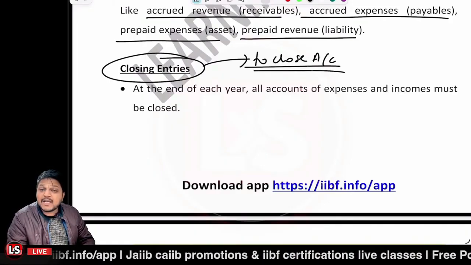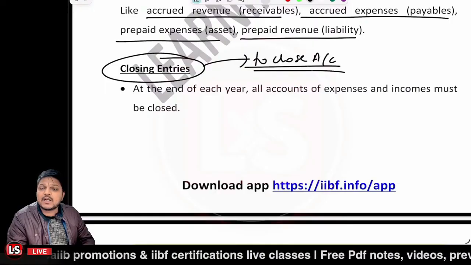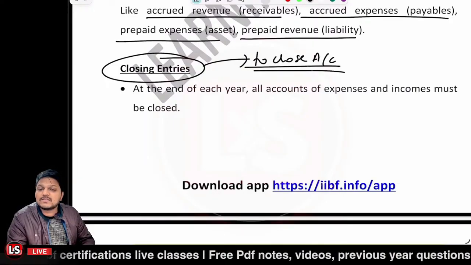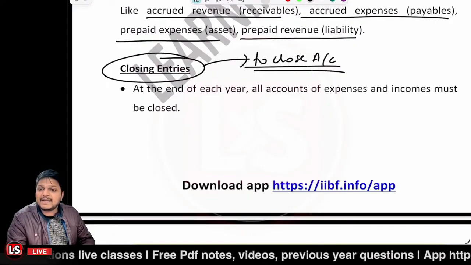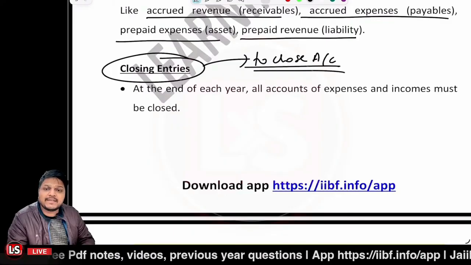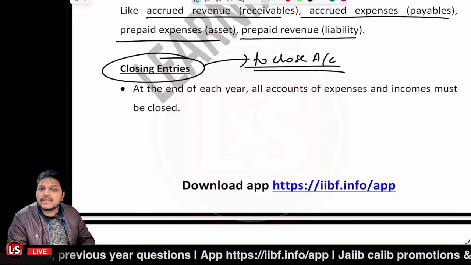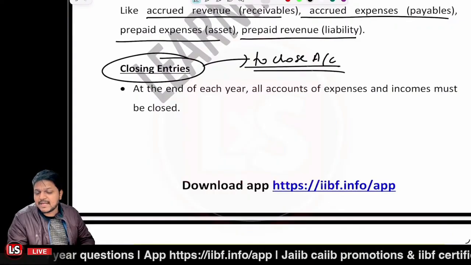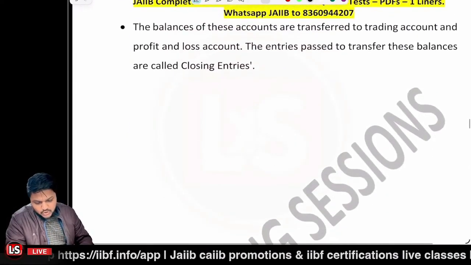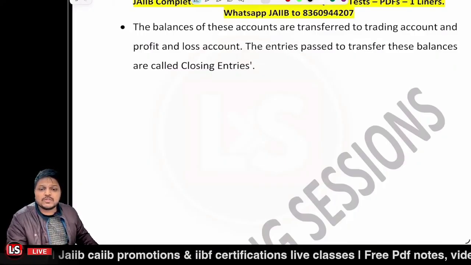We need to transfer the balances to the profit and loss account, to the trading account at the end of the accounting period, so as to ascertain the gross profit and the net profit, right? That is to be done. Income and expense accounts are to be reset for the next accounting period. That is related to the closing entries. So the balances whatsoever are there are to be transferred, and that is said to be the closing entries.